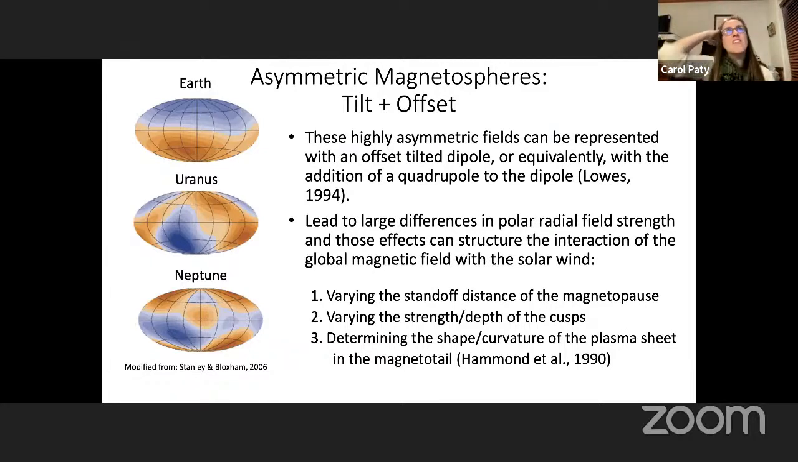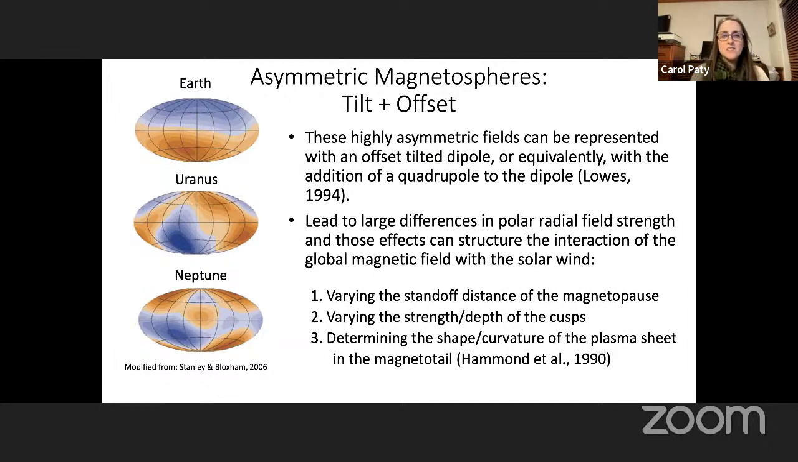And so there were so many questions about what this means. What does it mean for that standoff distance of the magnetopause if you can't just have this simple dipole field creating a magnetic pressure against the solar wind? What does it mean for the access of the solar wind through cusps and access of the solar wind to the polar regions if you have these higher order magnetic field components? And what does it mean for the magnetotail, that crazy magnetotail that had all those blips and bumps in it?